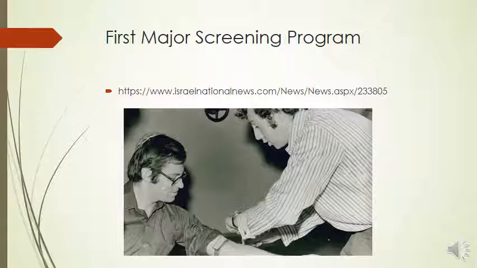I'd like you to read the article from Israel, which talks about this screening program. And I'd also like to share something that I read in the article, which I found very moving, and I think that you will too.